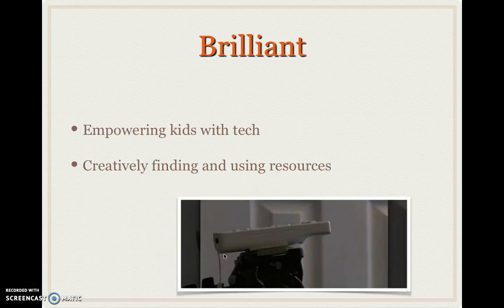But brilliant things: empowering kids with technology and creating, finding, and using resources. So this is an example of a Wiimote being hacked in order to create an interactive whiteboard. There was a teacher who didn't have money to get a smart board. Their district didn't have time or money to get a Promethean or smart board. So the teacher hacked this Wiimote and got some infrared pens and was able to create their own interactive whiteboard with about $50 because the Wiimote and the pens cost about $50. So that was kind of an interesting idea.